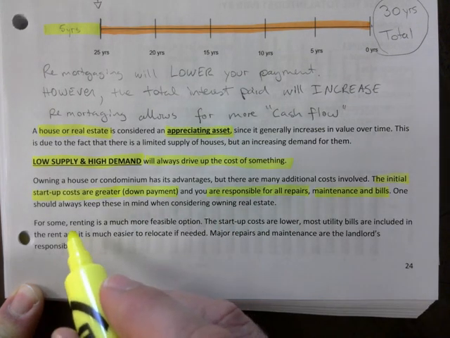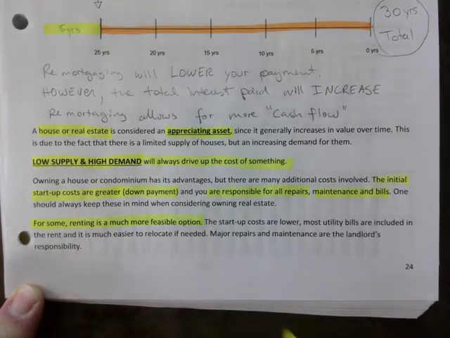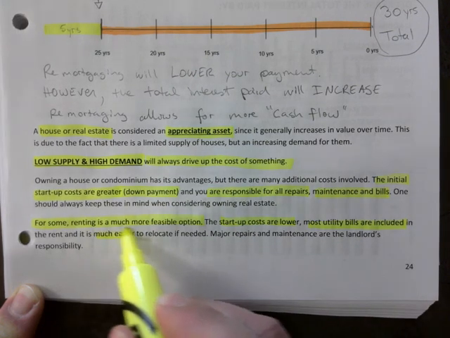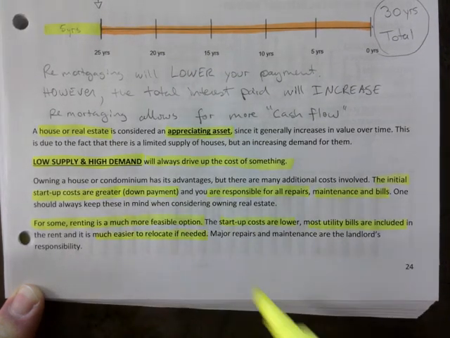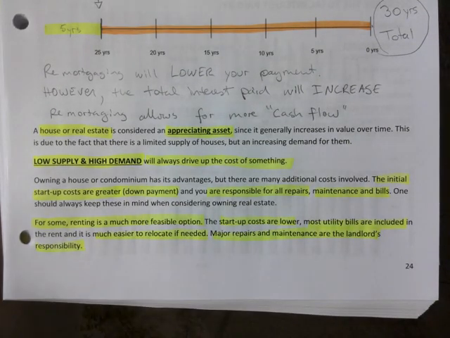For some, renting is a much more feasible option. Startup costs are lower. Most utility bills are included. It's much easier to relocate if needed. And major repairs and maintenance are the landlord's responsibility. Okay. I honestly don't think that you should buy a house right away unless you have the money, unless somebody says, here's 50 grand, have fun, right? But renting is probably at first an option for you. Maybe living at home, saving up first, right?